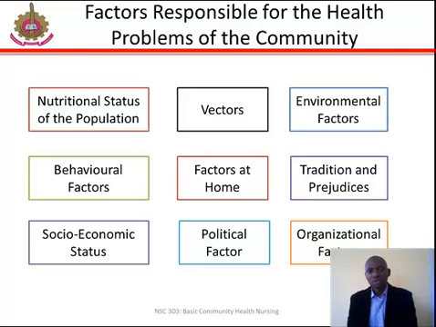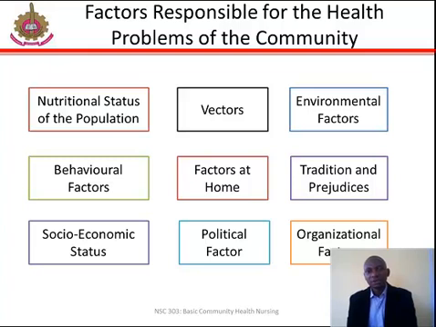Another one is vectors. Vectors are arthropods or similar invertebrates which transmit diseases to man either directly or indirectly, such as mosquito, housefly, tsetse fly, and so on and so forth. Another factor is environmental factor. This includes physical environment, topography, neighborhood, and industrial conditions. They may have direct and indirect effects on community health.